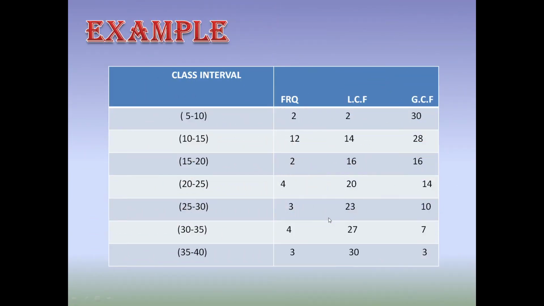Now I want to take one example, children. By using this example, you can easily find out how we are going to solve the problem in our examination. That is very important. Tabulation form, writing the coordinates and how to draw the graph, that we are going to see. Children, here I want to consider these class intervals: 5 to 10, 10 to 15, 15 to 20, 20 to 25, 25 to 30, 30 to 35, 35 to 40. These are the class intervals. Now the respective frequencies are given like this: 2, 12, 2, 4, 3, 4, 3.